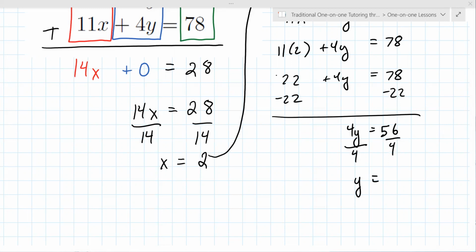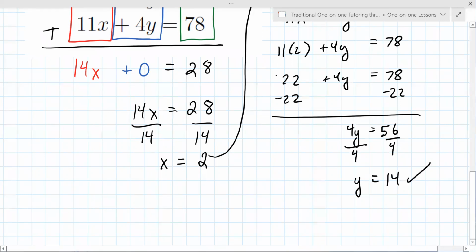14. 14 times. Perfect. Excellent. Okay. Now we're going to move on to another type of system of equations. This one's just as important as the previous one, but it's a little bit harder to solve. I'm going to go ahead and show this to you now. Let me pull up a question here. Here we go.